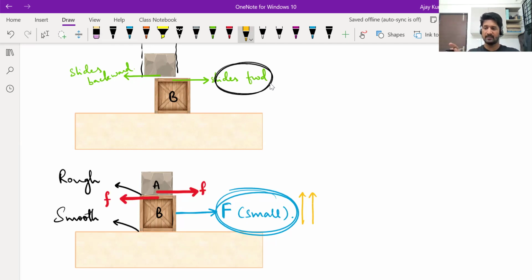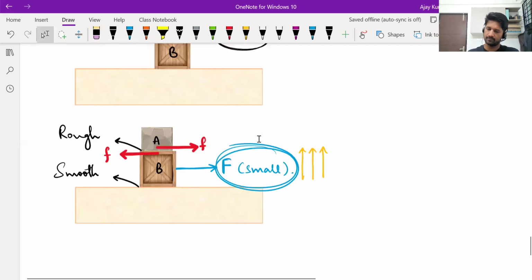But if B accelerates, there will be sliding between A and B, and friction does not like that. So friction will try to slow down B and speed up A. It will say you both go together. It pulls B backwards, it pushes A forwards at the same time, trying to make them go together. But as I said, friction has limits. Suppose you apply too much force, a large amount of force.